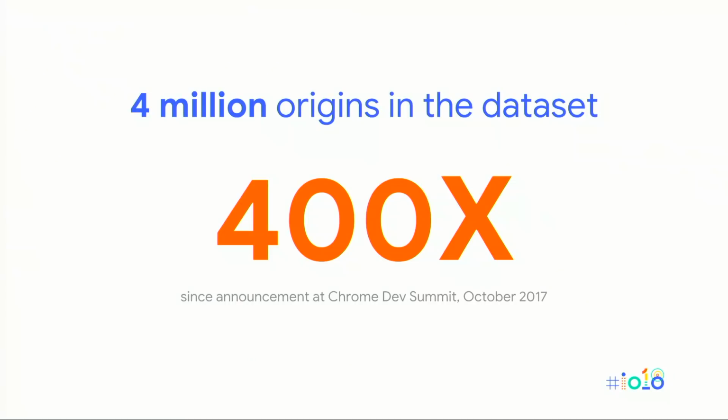There are approximately 4 million of these origins in the dataset. This has grown 400x since it was first announced at the Chrome Dev Summit in October, and it's still growing each month. Now, it's worth mentioning that there are way more than 4 million origins on the web, so your website may or may not be included depending on its popularity.